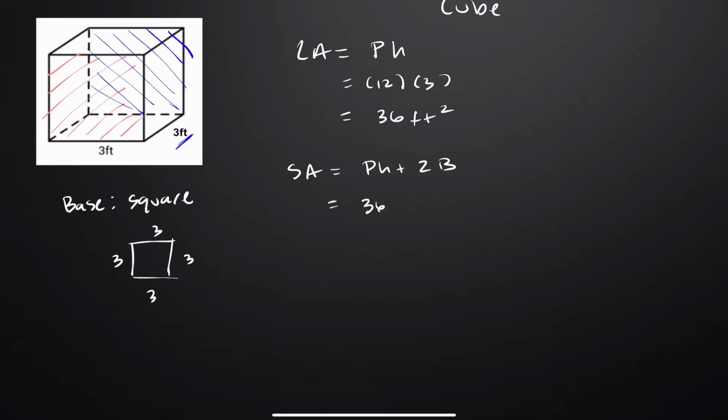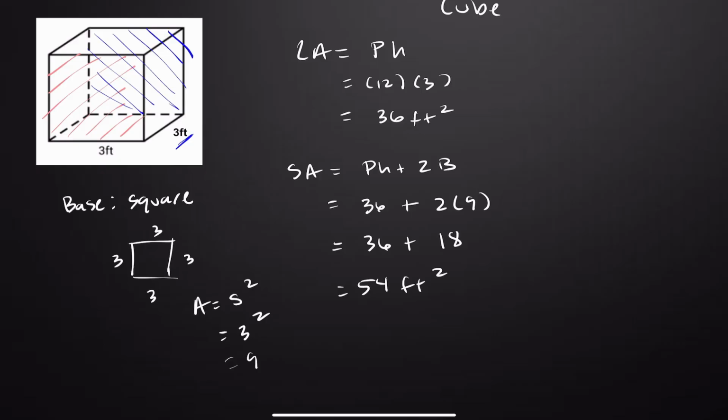So it's 36 plus the area, which is equal to side squared, or you can say base times height, doesn't matter. And that's going to be 9. The area of the base is 9. So 2 times 9 goes here. And then we have 36 plus 18. And that's going to be 54. So 54 square feet.